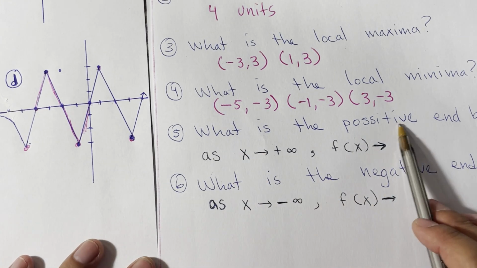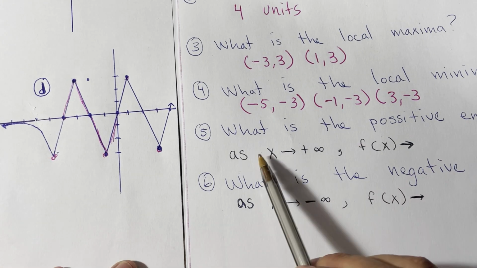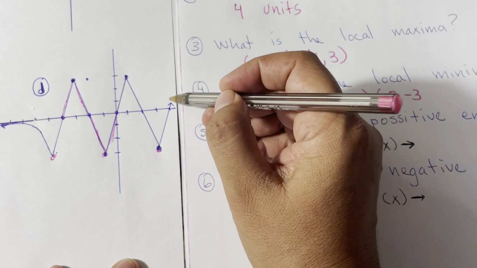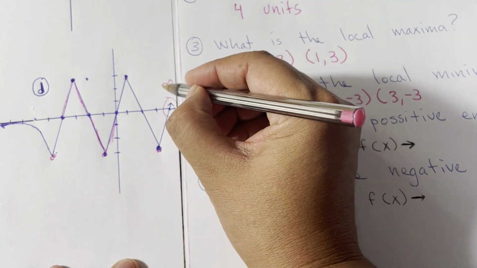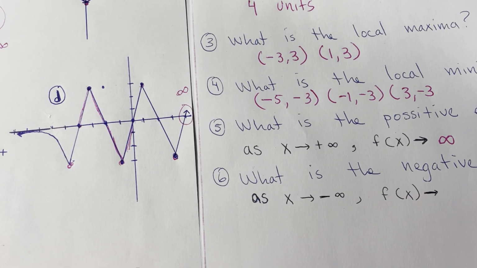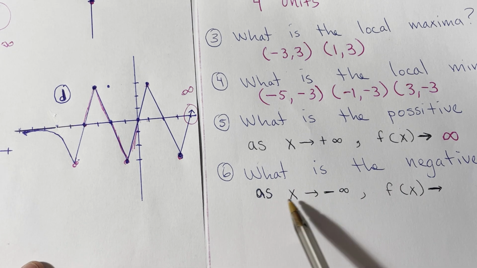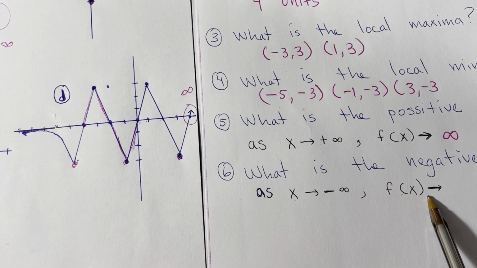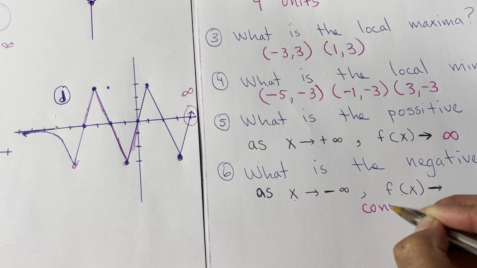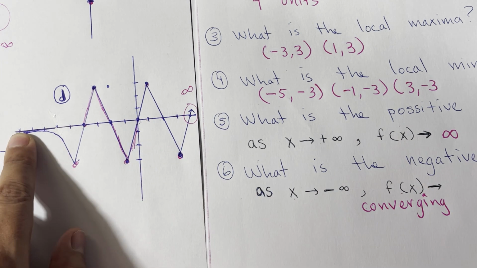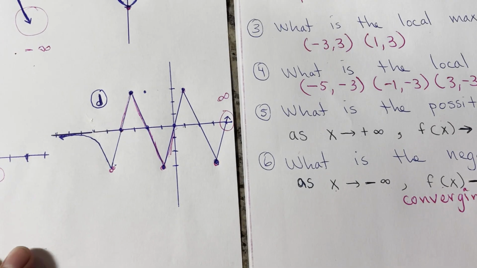Finally, what is the positive end behavior? Well, as X goes toward, approaches positive infinite, just refers to that one, is shooting up. Up is positive infinite. On this one, what is the negative end behavior? As X approaches negative infinite, what's happening to Y? It's converging. So you're going to put converging because it's approaching, and it's approaching 0. Okay, converging towards 0.